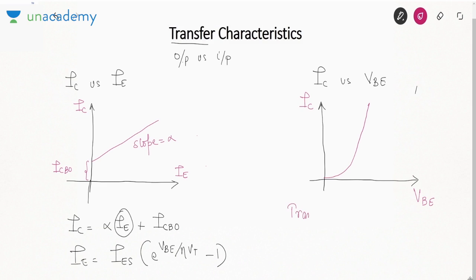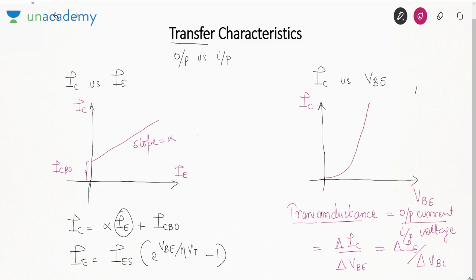Now here we define a term called transconductance. Transconductance means transfer conductance. Transfer conductance means ratio of output current upon input voltage. Transfer, why? Because it is the ratio of output and input. Conductance because it is the ratio of current and voltage. So it is delta IC by delta VB. Since IC is approximately equal to IE, delta IE by delta VB.